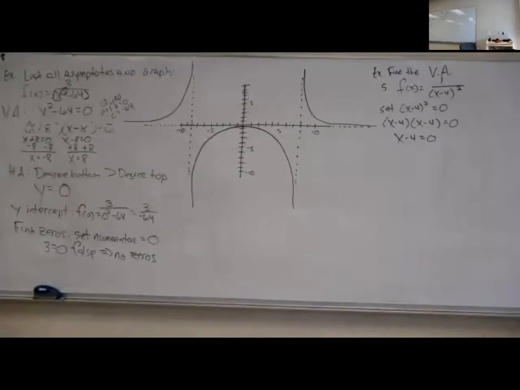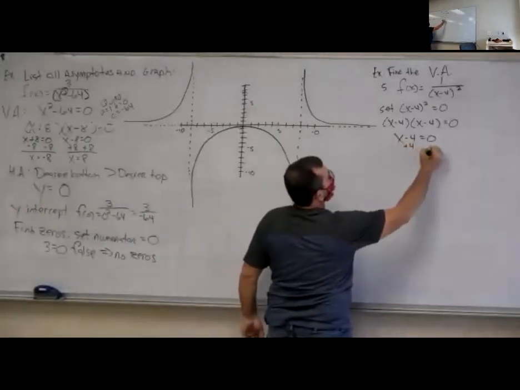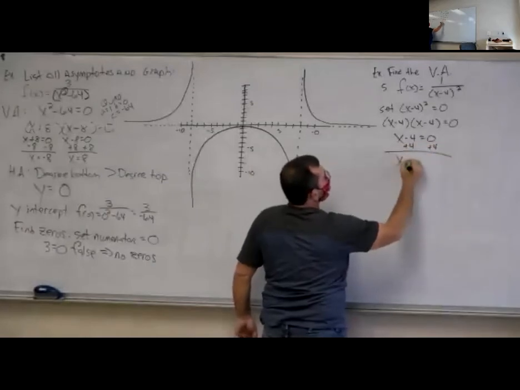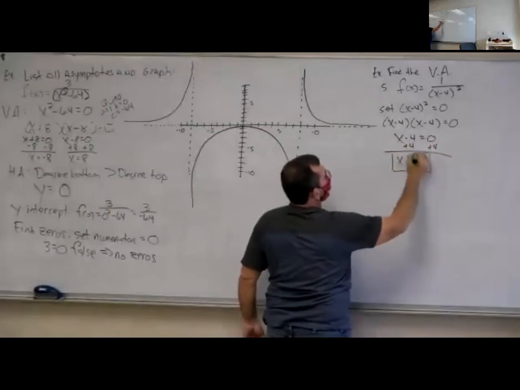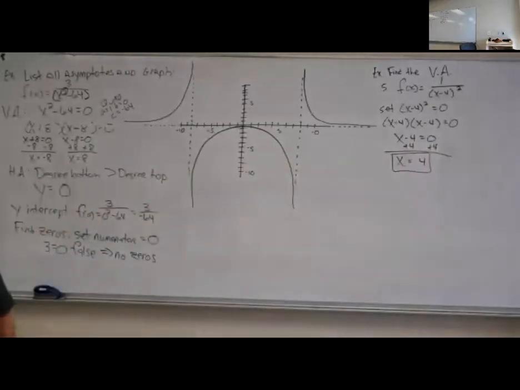All right, so to solve that, I'm going to add 4 and be done. So you get x equals a positive 4. You got to write that as an equation, x equals 4, in that answer, okay?